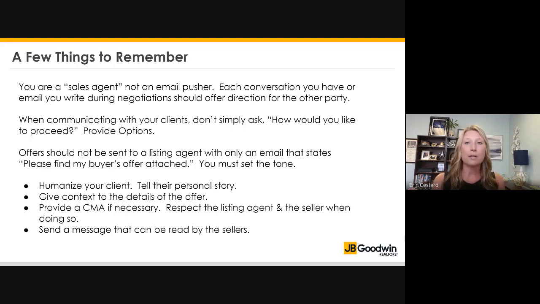If you have buyers who won't go higher than a certain price point, I know this is a bit of a crazy market and most offers are going over, but provide some context as to why your buyers have decided to make that offer.